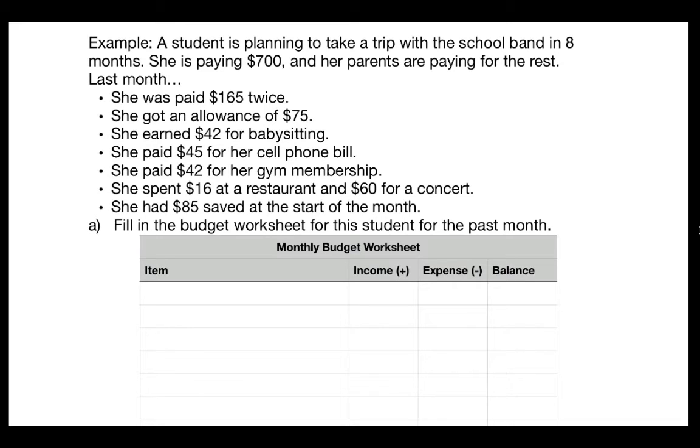So now we want to fill in a budget worksheet for the student for the past month. So let's start with the opening balance. Okay, so the balance from the previous month is $85. So we're going to start with that.